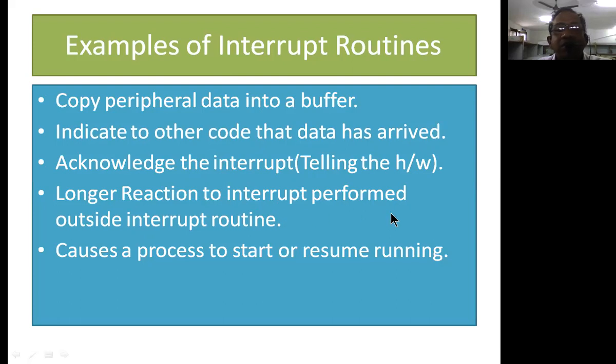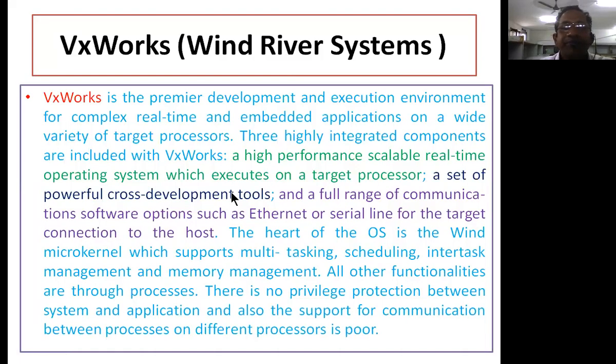A longer reaction to an interrupt, performed outside the interrupt routines, causes a process or a task to start or resume running. What does resume running mean? The task is going to get halted if it is not so important to perform at that instant. When a high priority task comes in between, the task will be halted, control goes to the high priority task, completes it, and then the halted task can be resumed by using interrupt service routines. So these are the various examples of utilization of interrupt service routines.